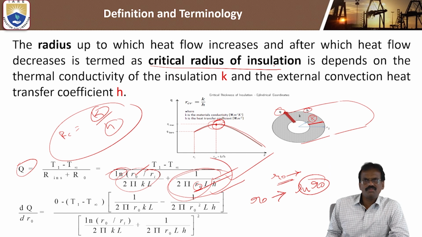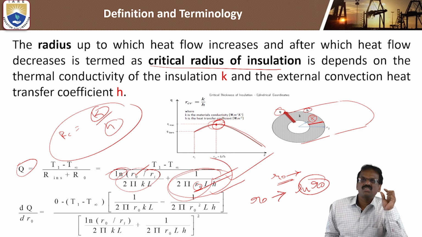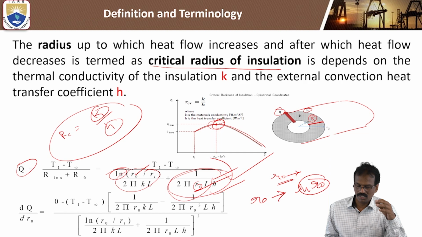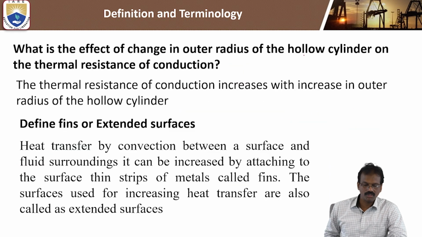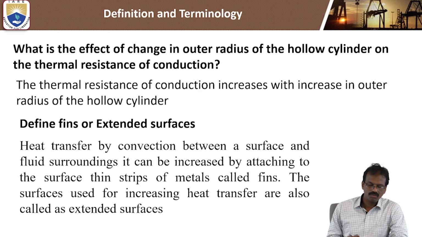This principle is very important for adding insulation on electrical wires, insulation materials and steam pipes like this. In some cases heat dissipation is required, in some cases controlling heat loss is important. For those applications, finding the critical radius of insulation is very important. So this is the effect of change in outer radius of a hollow cylinder. The thermal resistance of conduction increases with an increase in the outer radius of hollow cylinders.